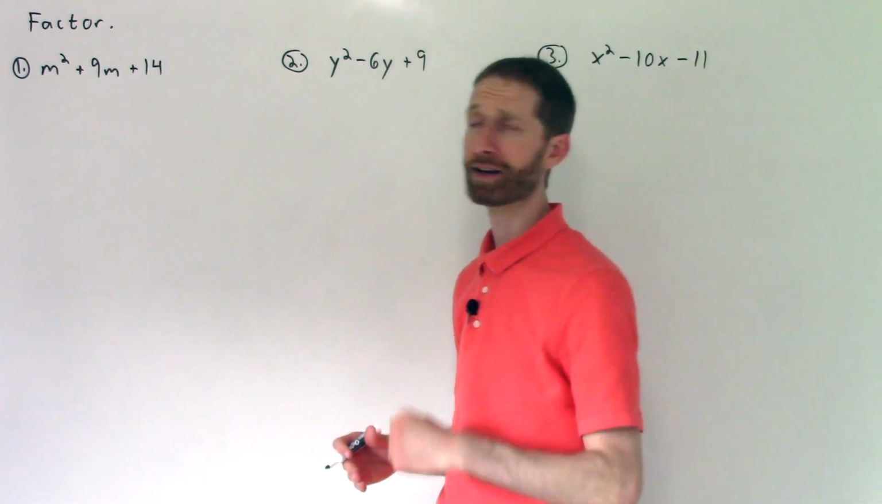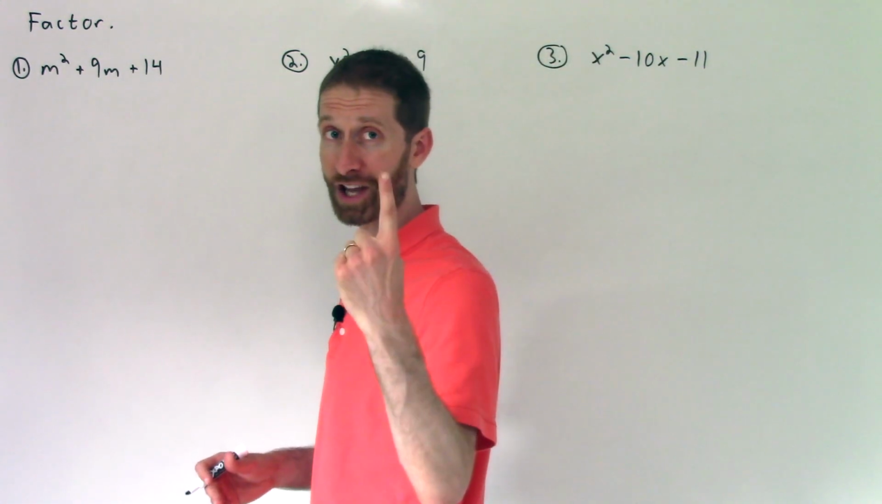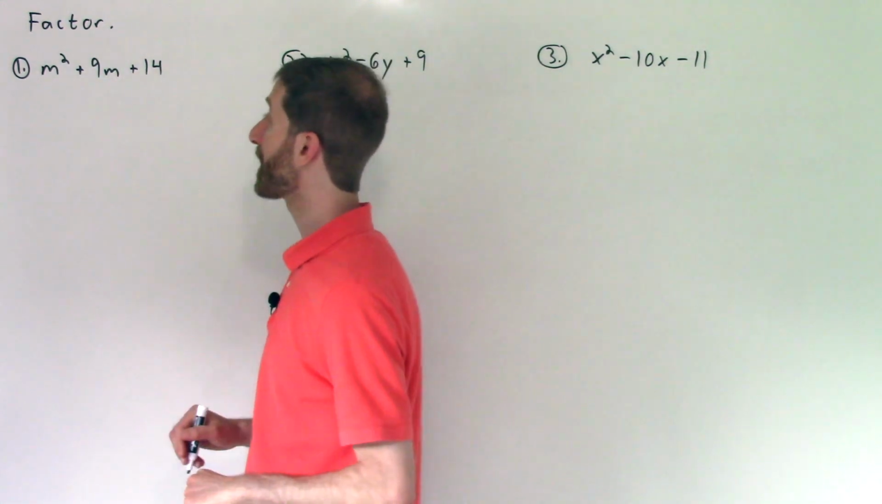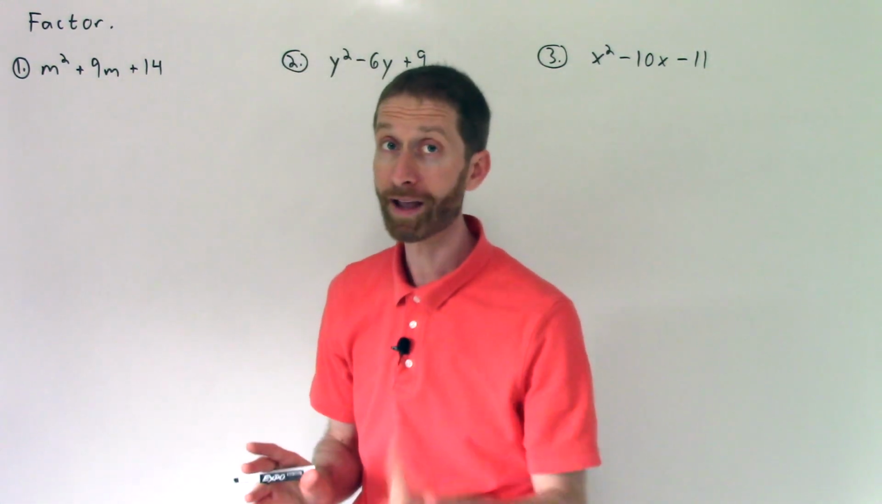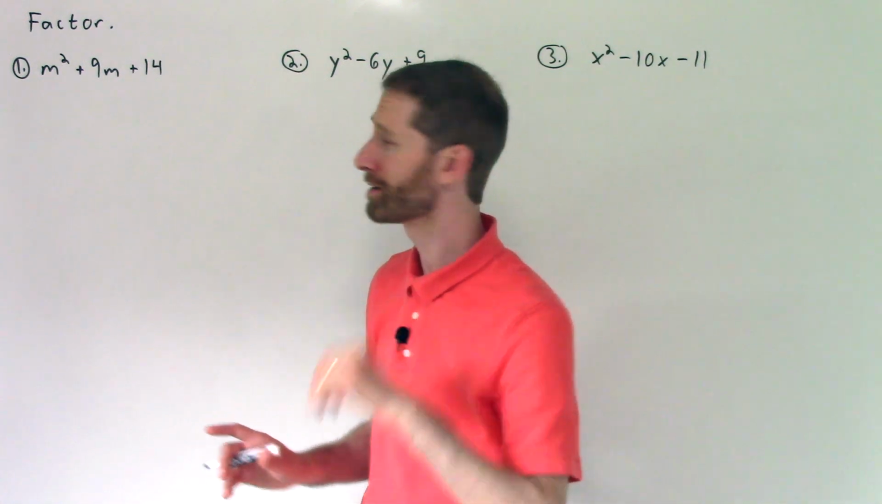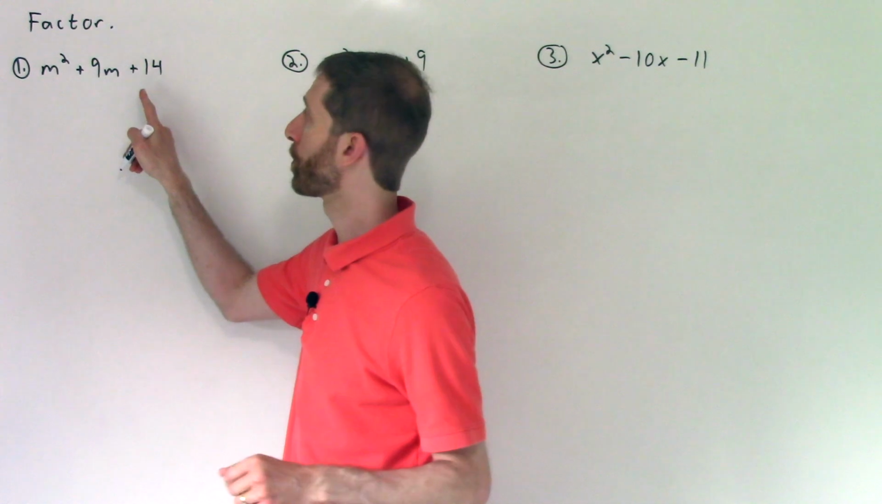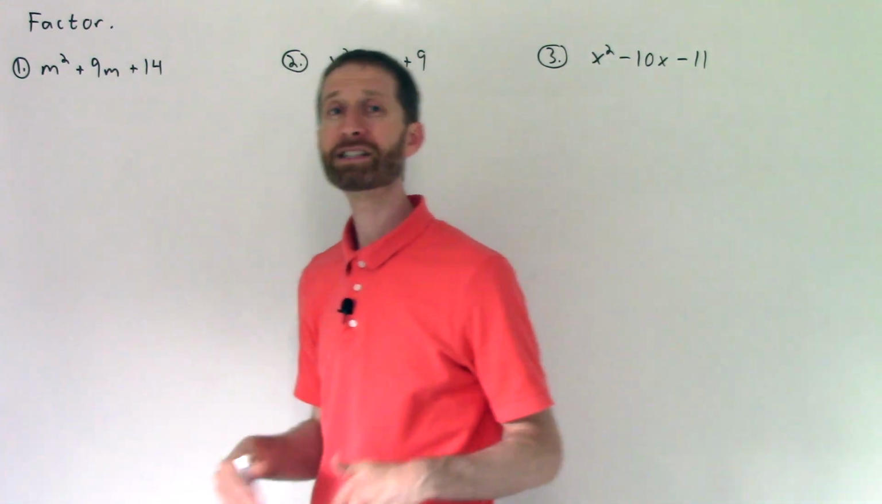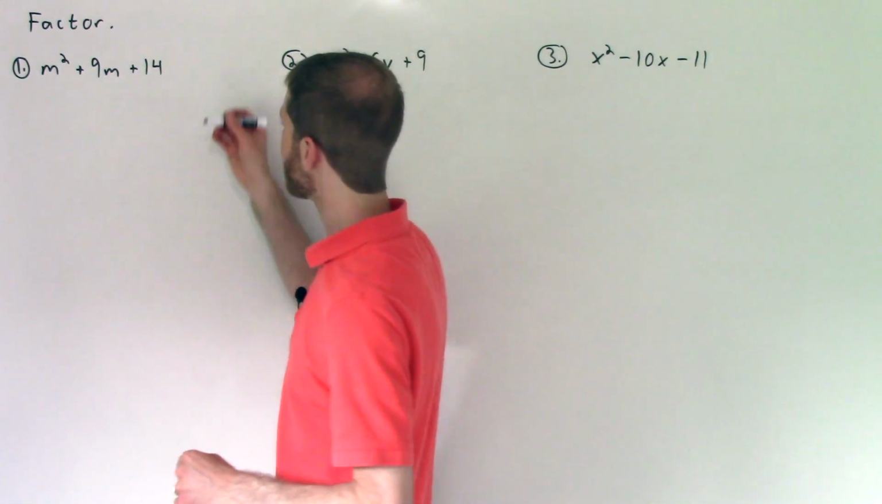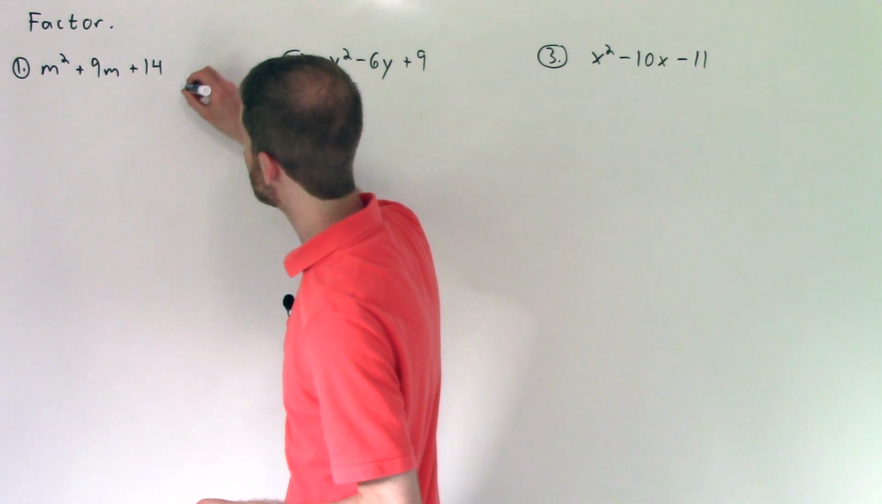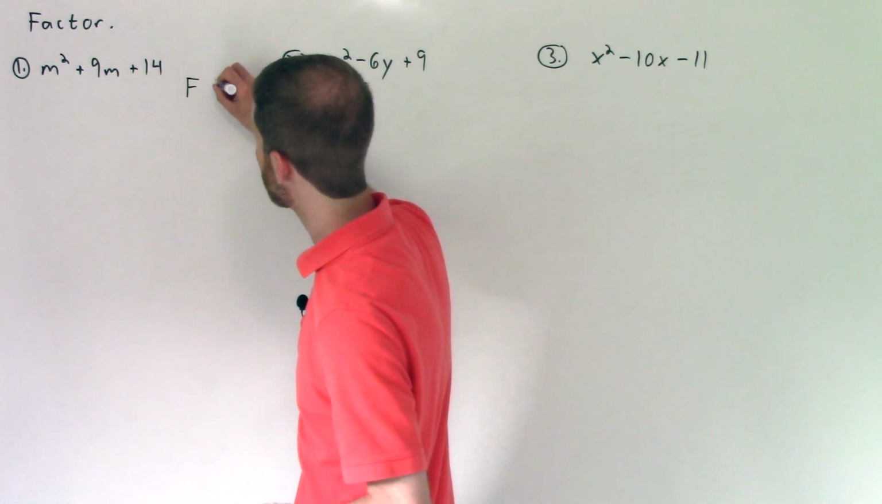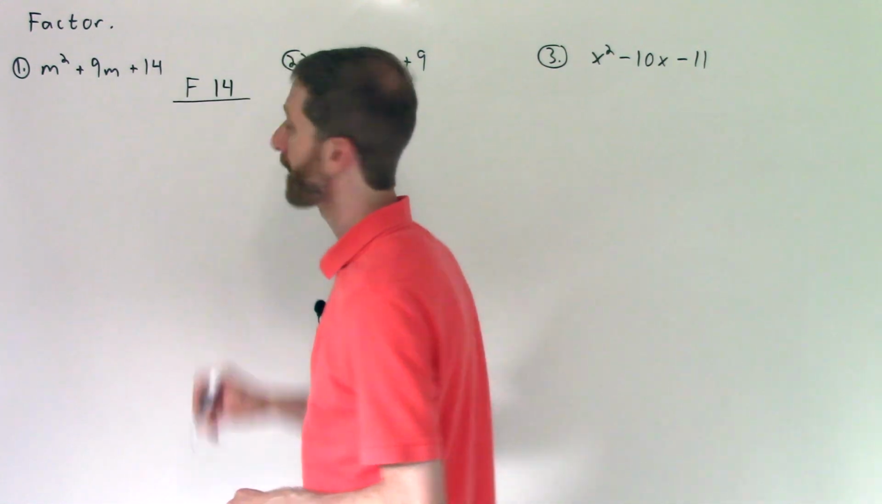Let's dive into it. So we've got two sides to this video. First side right here, m squared plus 9m plus 14. If you recall, and again, watch that first video if you haven't already, what we're looking for are numbers that multiply to 14, the factors of 14, that combine to add to 9. So I'm going to list out what is going on in my head. I'm going to say factors of 14. I'll call that F14.